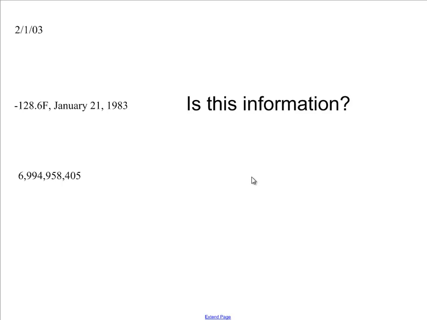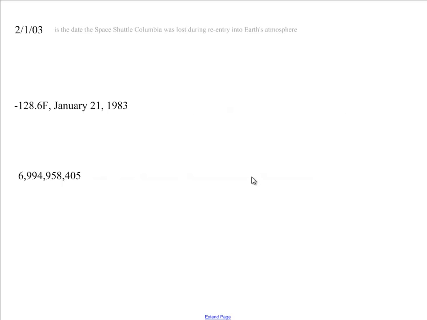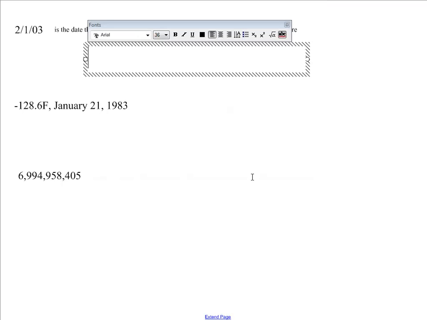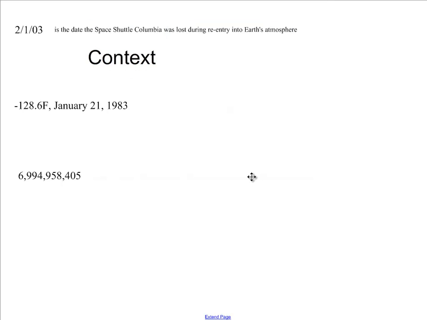Let's see. If you said yes, let me throw this out at you. This one right here is actually the date the Space Shuttle Columbia was lost during the re-entry into Earth's atmosphere. So if you said yes, I would say think again, because this information was missing something. I should say what this data was missing was this information that really rounds out this, makes it meaningful. The word I like to use is context.